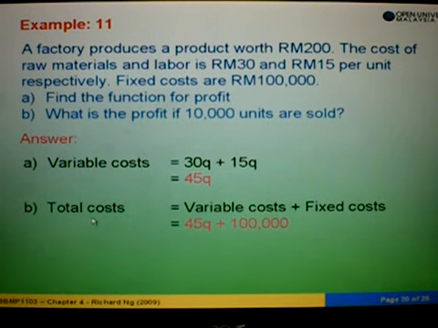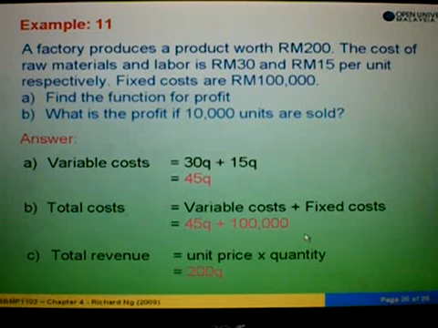Next, the total cost equals variable cost plus fixed cost. So the variable cost we have found as 45Q plus the fixed cost is 100,000. Alright? And next, to find the revenue equals P times Q. So P is the selling price per unit, which is 200 ringgit here. So 200 times quantity Q. So will give us 200Q.